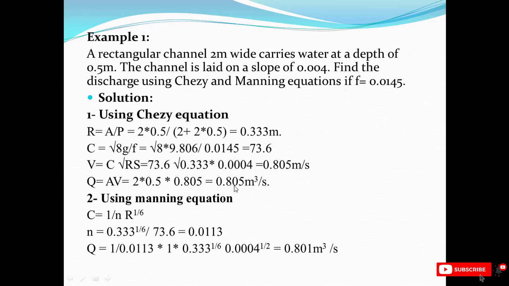Using the Manning equation, find n first of all. We have C, or from the equation of f we can find n. After finding n, we have R and A. This is 1 over n, we have A, we have R to the power 2/3, and S naught to the power 1/2. This is the discharge using the Manning equation.